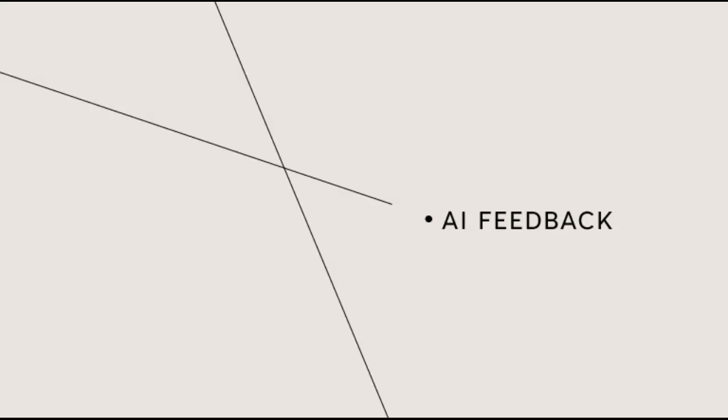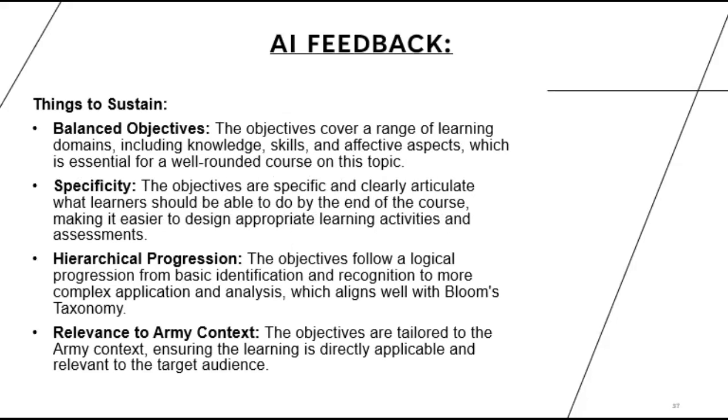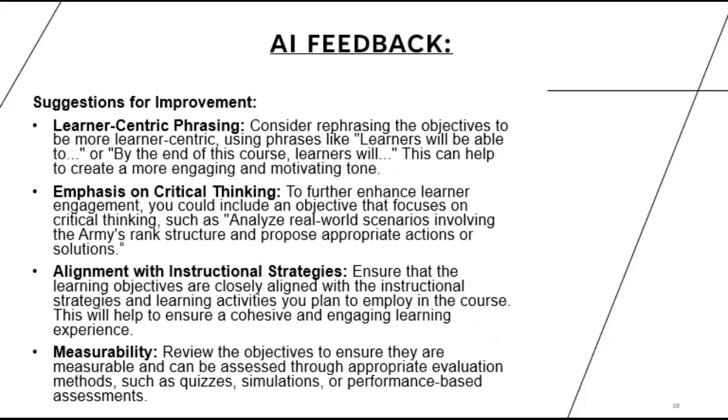And so we used AI in order to get feedback for our instructional design project. Really, what we asked for feedback on was our learning objectives, using the prompt that you see here. We were given a number of different things to sustain, one of them being the balanced objectives that we had, really reaching across a range of different learning domains between the knowledge, the skills, and affective aspects that we have there. In terms of things to improve, looking at the bottom one there, that's measurability, just ensuring that our learning objectives are able to be measured and assessed through various and appropriate evaluation methods.